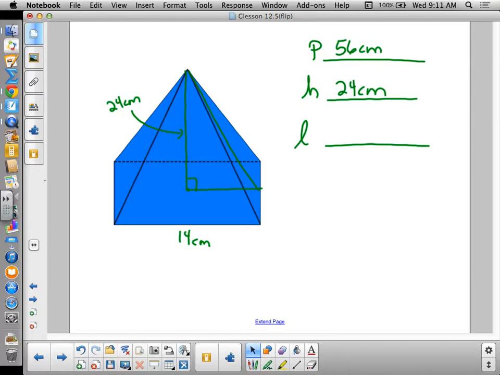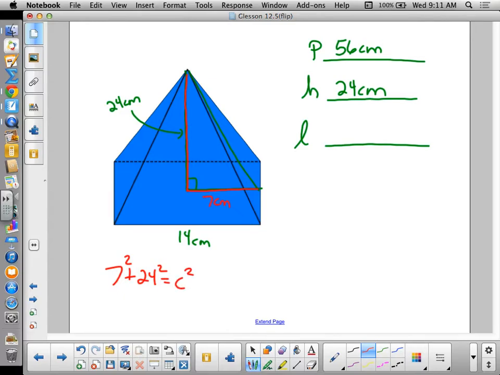Now, I've got this side of my right triangle is 24, but I need to know this side. But since it's a square base, that's pretty easy. That's going to be 7 centimeters. So I've got my Pythagorean theorem to do. 7 squared plus 24 squared equals c squared. So that's 49 plus 576 is c squared, so 625 is c squared. And it is set up so that c is perfectly 25.